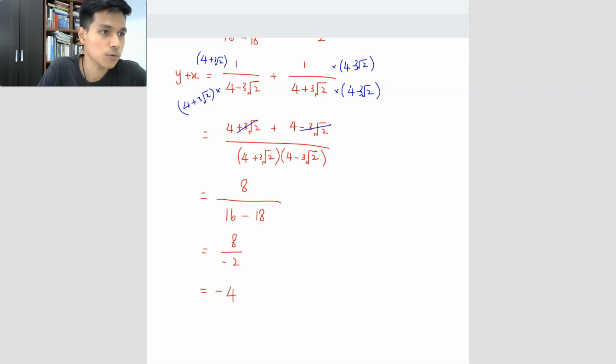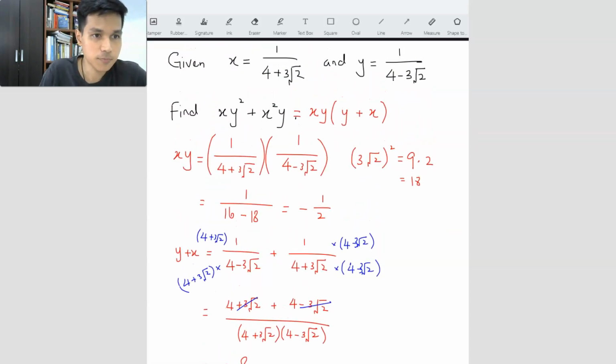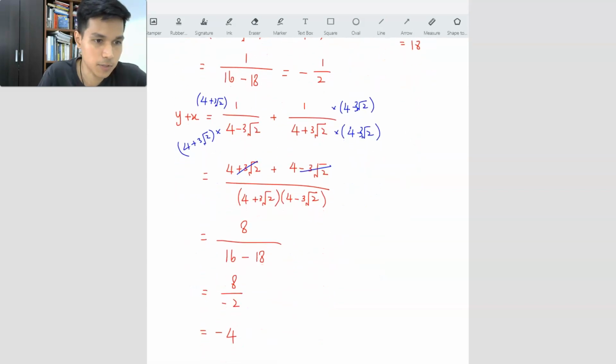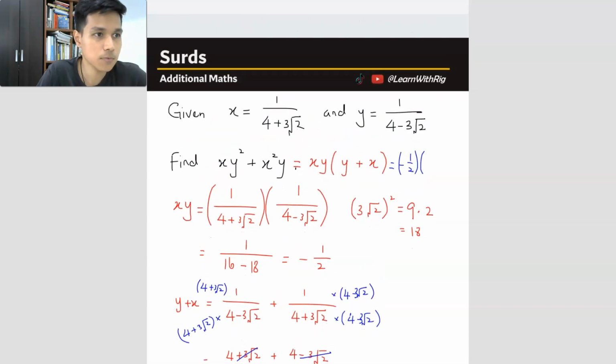So when we want to solve this, I come back to this part. We have already found both of them. xy you've already gotten here. xy is negative 1 over 2. And you have to multiply with y plus x. y plus x you have already calculated. We got negative 4. So when you multiply the both of them, negative becomes positive. So the answer is 2. Clear?